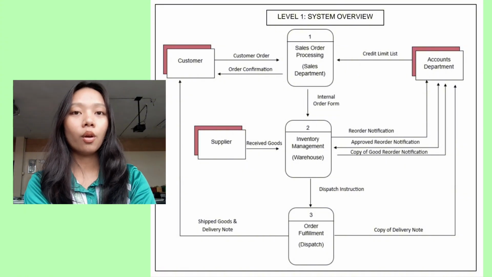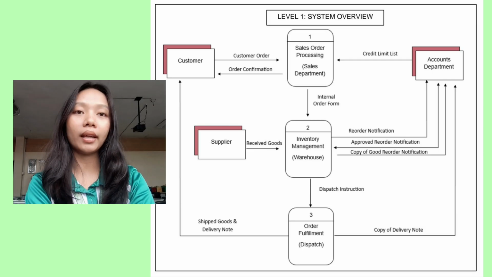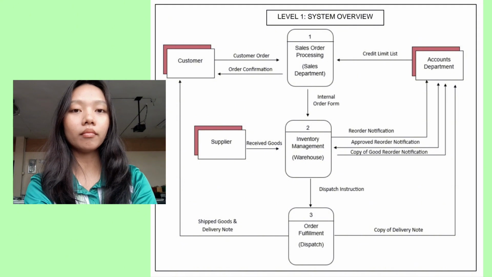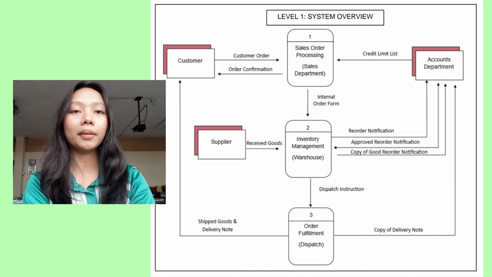or GRN. Warehouse updates the stock records based on the incoming items and forwards the GRN to the accounts department, which will handle payment and invoicing. The third major process is the dispatch department, represented as process 3.